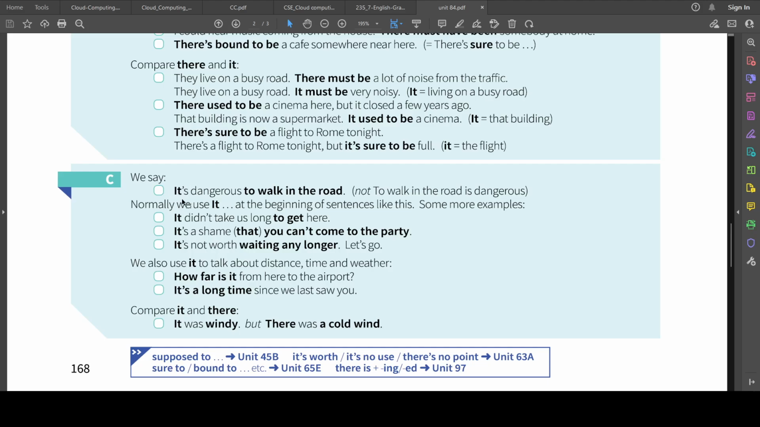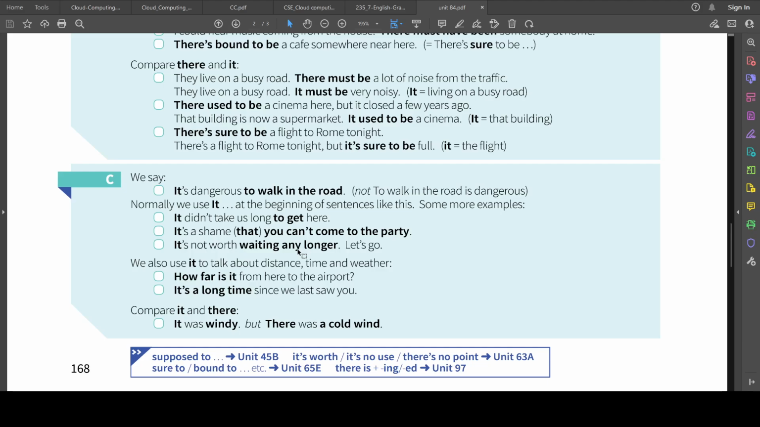So remember, we use the pronoun it when we want to talk about something. In that case, it's dangerous. It's dangerous to walk in the road. We normally use it at the beginning of the sentence, like this example. This is a good example. It didn't take us too long to get here. It's a shame, because we're talking about specific things. In this case, it's a shame.